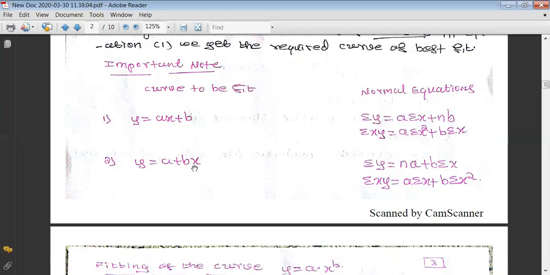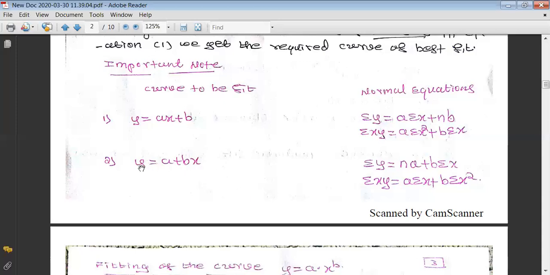Once we take the summation for the second one, b is a constant, take the summation for x. That seems to be this one. And in order to write the second normal equation, first look at what x is present in the equation of a straight line. In this case, small x is present. Therefore, you multiply both sides by small x. Then you take the summation for that.